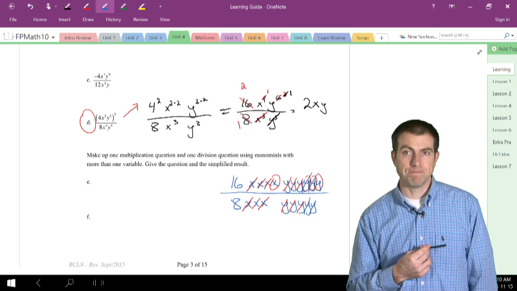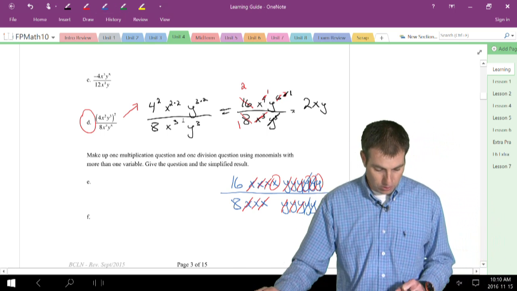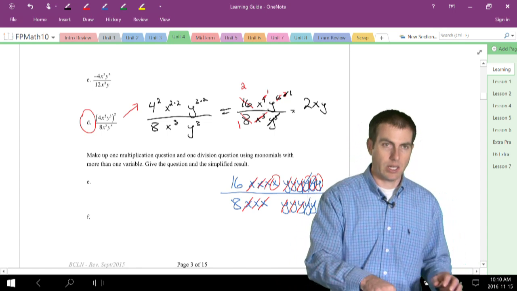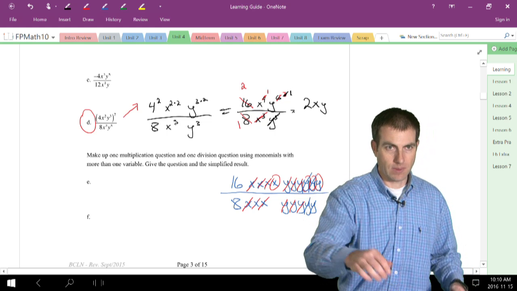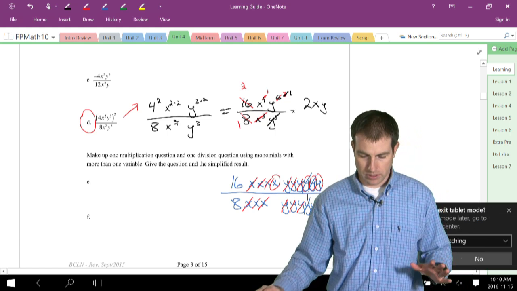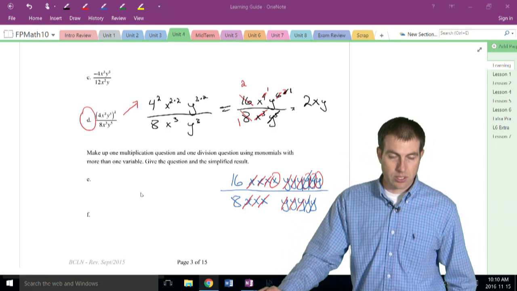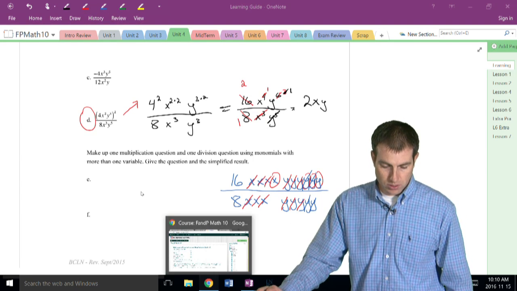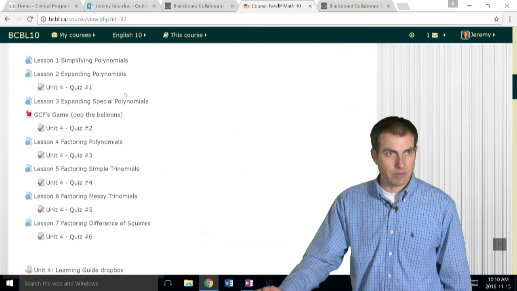Unit 4. All right, we'll just take a little peek. Oh, I don't know if I can. You know what I'm going to do? I'm going to get out of tablet mode here. Yes, definitely want to exit tablet mode. Let's just take a little gander into the course and see what we have left here.